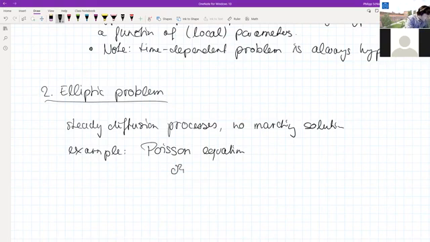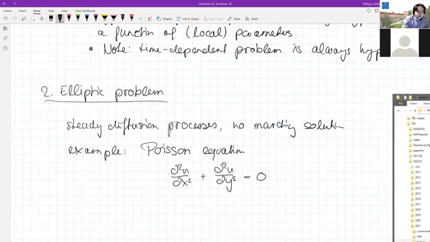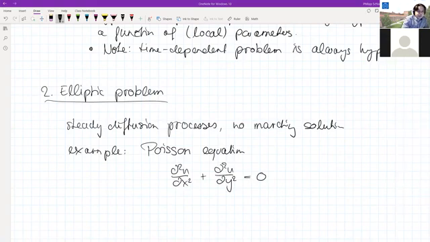So something like this: d squared u dx squared plus d squared u dy squared being 0. So this is the typical problem that you solve, or that is an elliptic problem. As I said, of course I wrote it the wrong way. It should be f here if we talk about the Poisson equation, but it would be 0 if we talk about the Laplace problem.